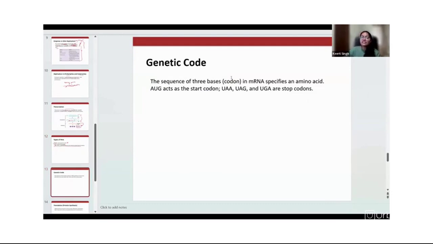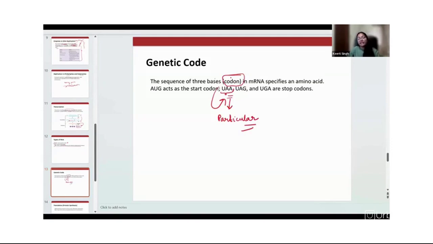Okay. So the genetic code is nothing but the information in the form of codons. And what is this codon? This codon is nothing but the nitrogenous bases that we were talking about, found in the form of a triplet, right? So for a particular codon, there will be a particular amino acid, right?